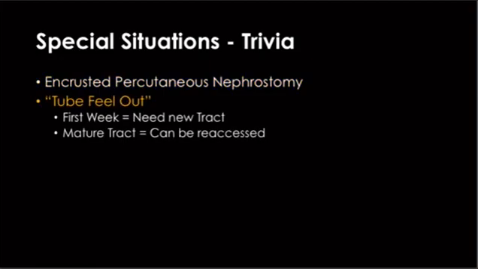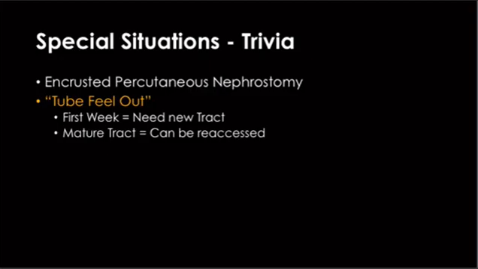Alright, tube fell out. Another very common situation that you deal with these tubes. So if it's within the first week, you're going to need a new track. Your track's no good. If it's been more than that, if you've got a so-called mature track, hopefully they won't tell you that it's been 8 days. They'll say that this guy's had an indwelling tube for years or something, and then boom, I'm dealing with a mature track. You can usually reaccess those without any kind of a problem.